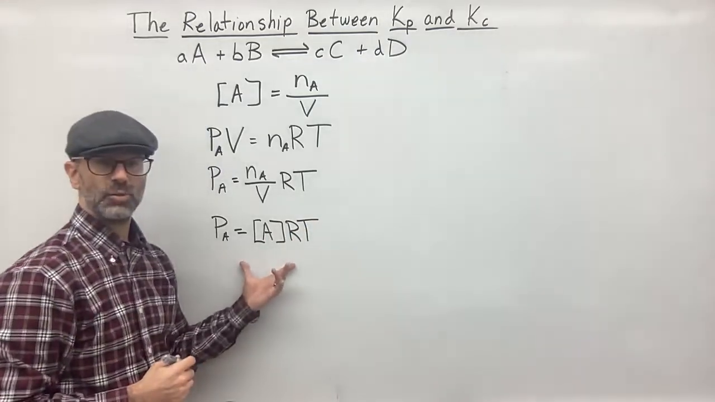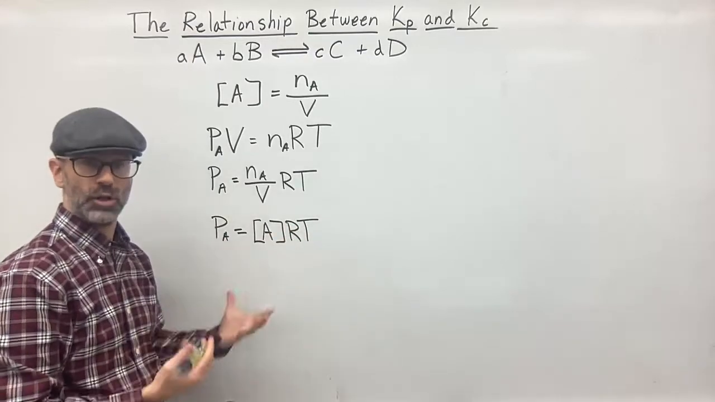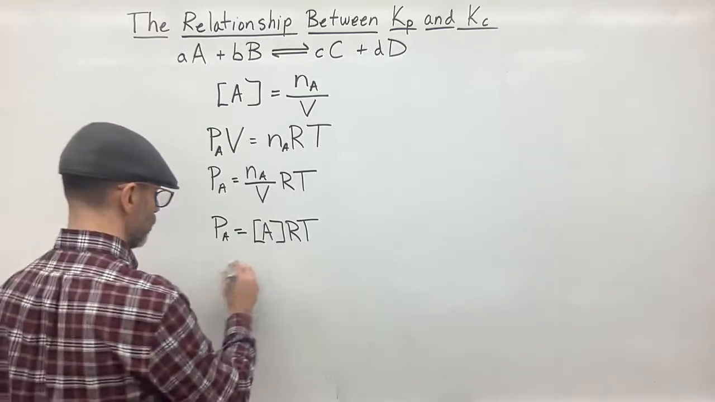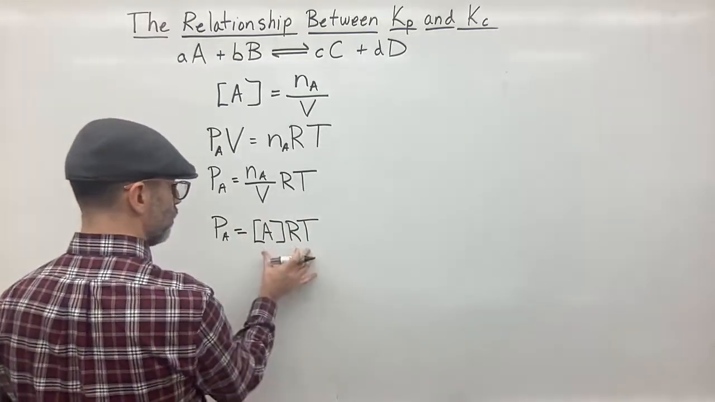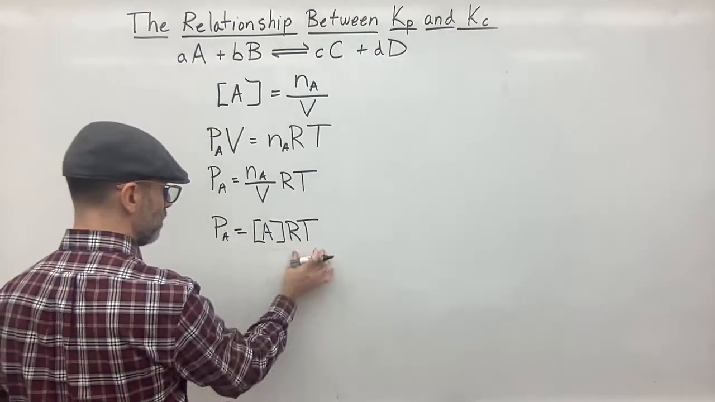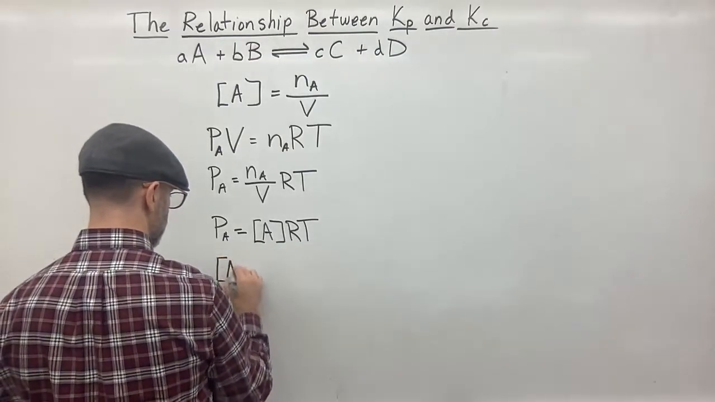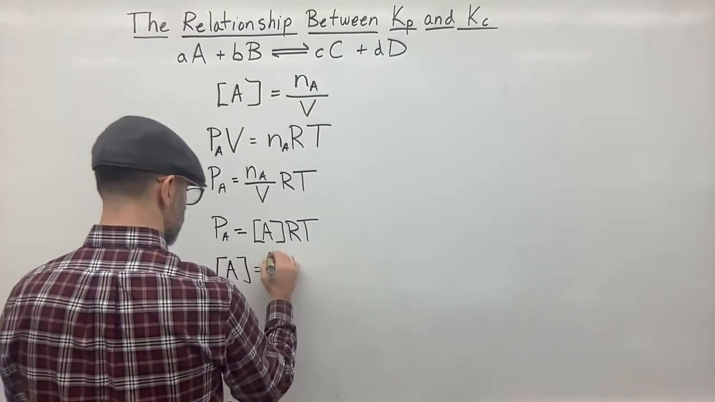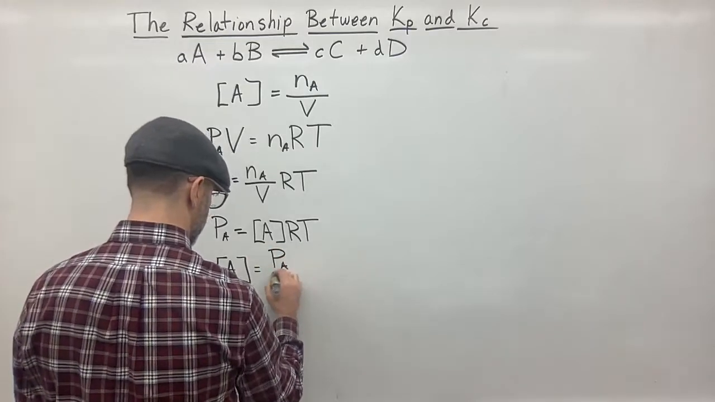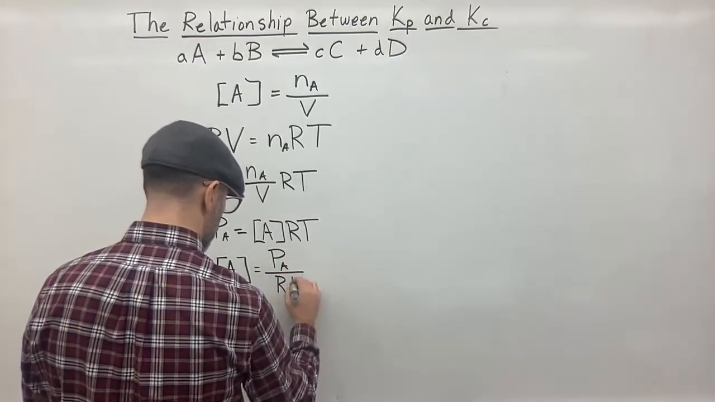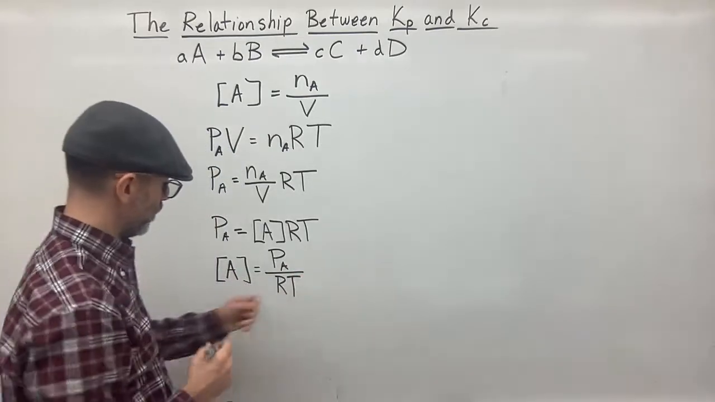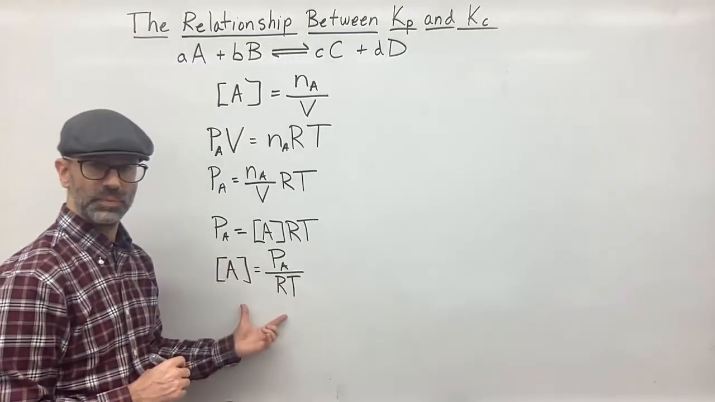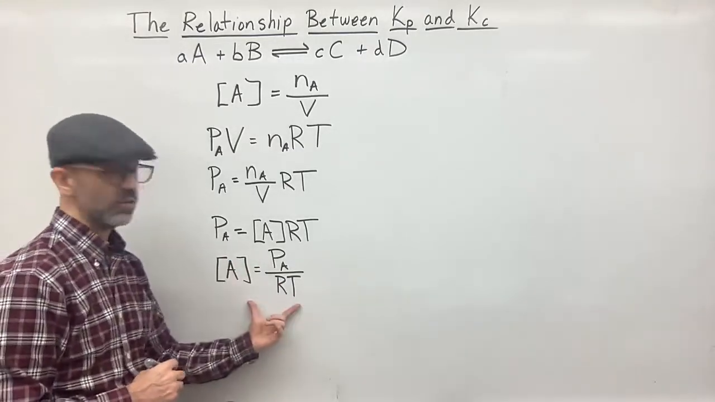And so now that we have this, we can solve this expression for the concentration of A. We want to know what the concentration of A in terms of pressure is. So we rearrange this, divide both sides by RT, and then we end up getting the concentration of A is equal to PA, the partial pressure of A, divided by RT, the ideal gas law constant times temperature. So now we have this expression here. This is going to come in a little later.